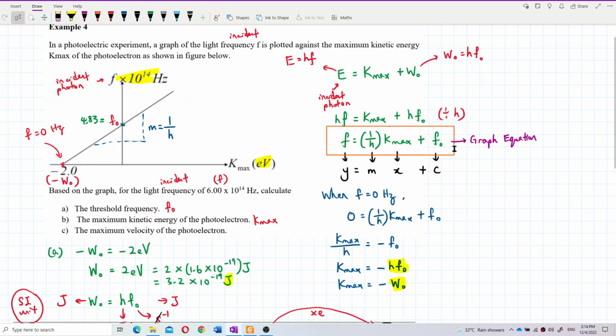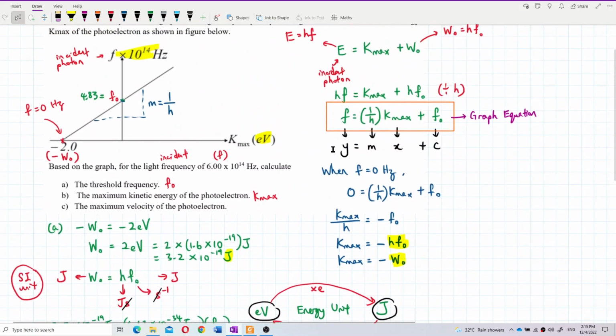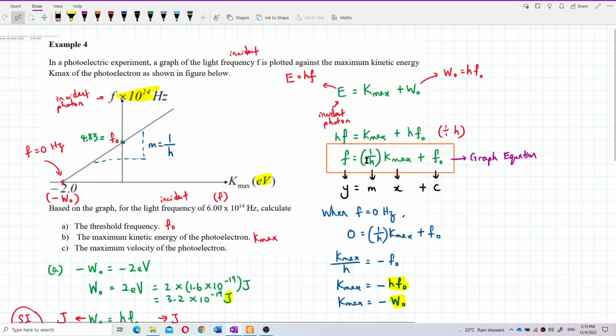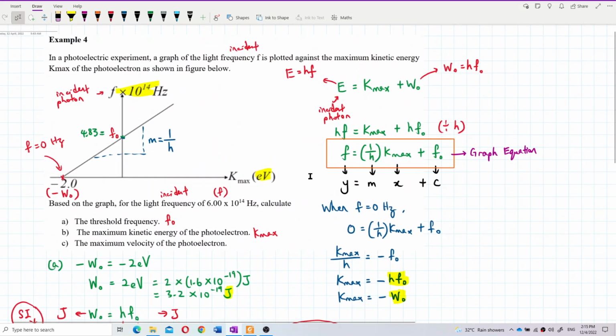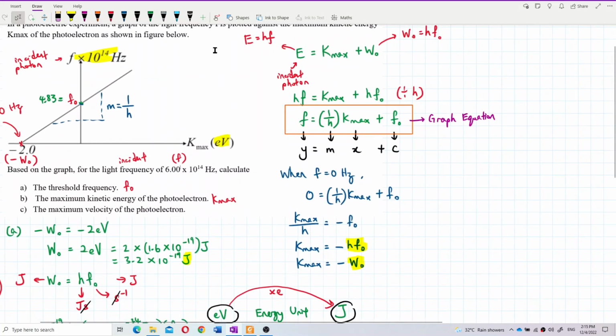Or the other way, you use the equation that you derived just now, the graph equation. You can also use this to find the Kmax. Understand? Because you already got your f0. Your f0 is 4.83 exponent 14, which is over here. I just substitute f0 over here. h is the Planck's constant, 6.63 exponent negative 34, and then the frequency is the frequency of the incident photon. You also can get the Kmax. Just use this graph equation, since we already derived it. So okay, let's do it.